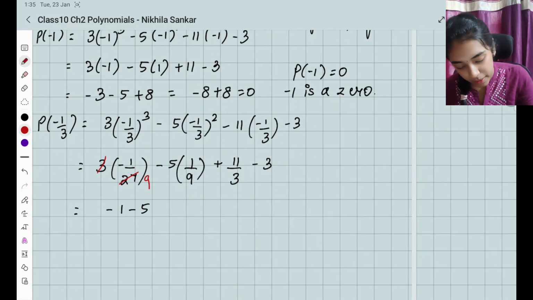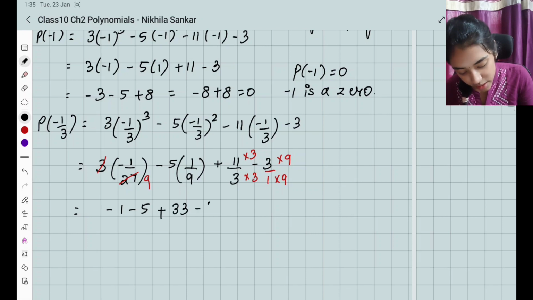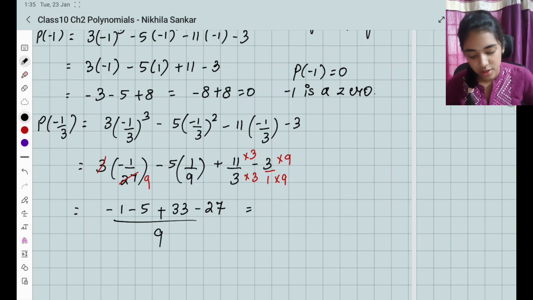In the இடத்துல I have to multiply by 3 இல்லையா? So 3 into 3 and here I have to multiply by 9 to take the LCM. So I have 11 into 3 is going to be plus 33. Then 9 3s are 27. So minus 27 the whole divided by 9. Okay, LCM எடுத்திருக்கேன். So this is going to be -1 minus 5 is going to be -6.